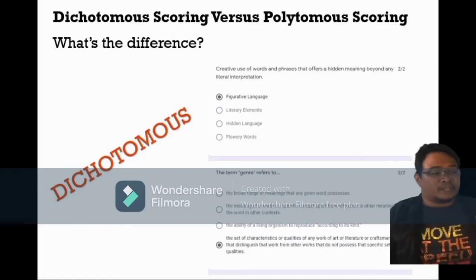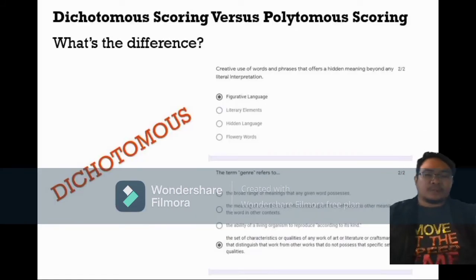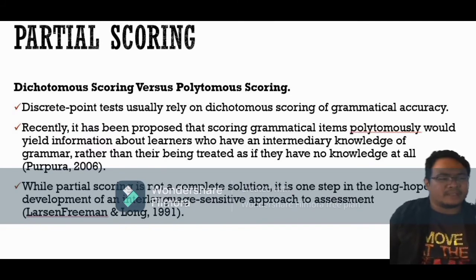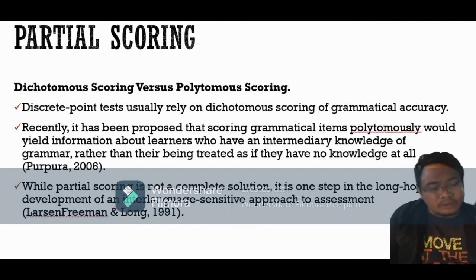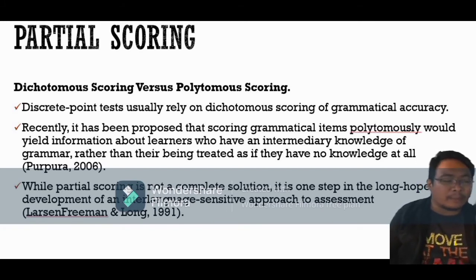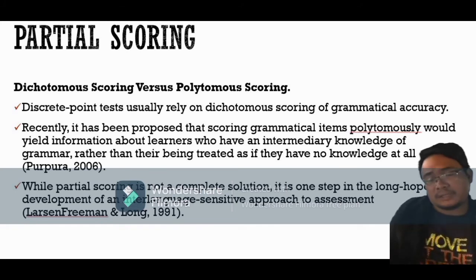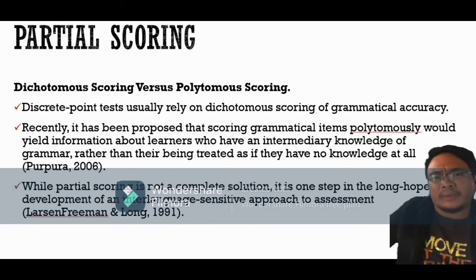the statements about scoring. Dichotomous scoring versus polytomous scoring. Discrete point tests usually rely on dichotomous scoring of grammatical accuracy. Recently, it has been proposed that scoring grammar polytomously would yield information about learners who have an intermediary knowledge of grammar, rather than being treated as if they have no knowledge at all. While partial scoring is not a complete solution, it is one step in the long-hoped-for development of an interlanguage-sensitive approach to assessment.